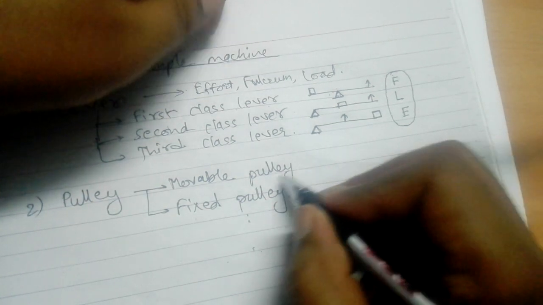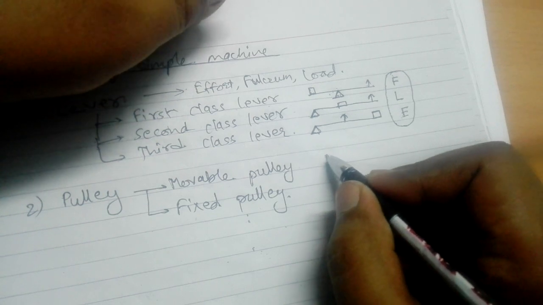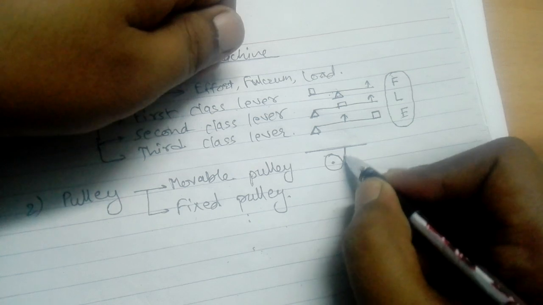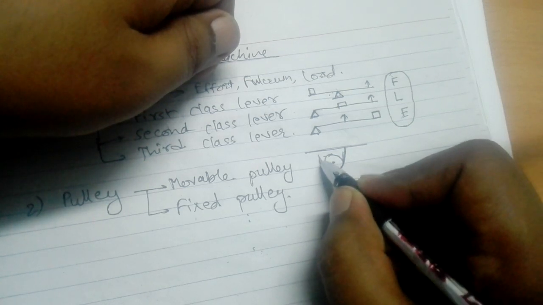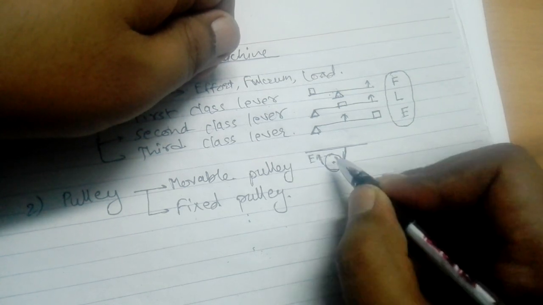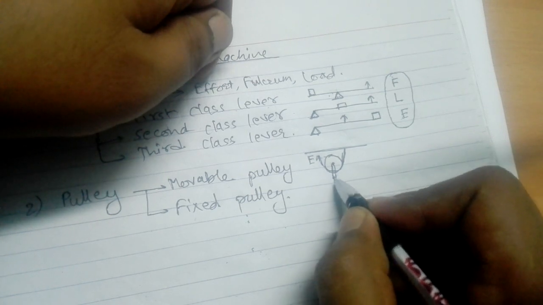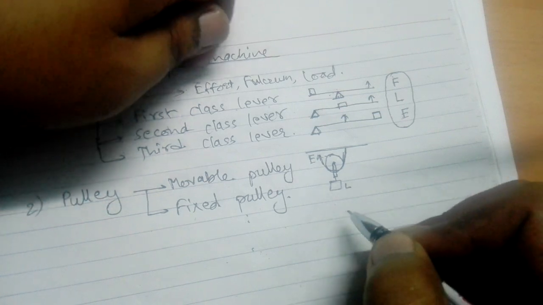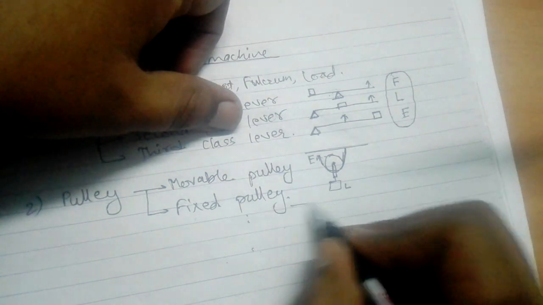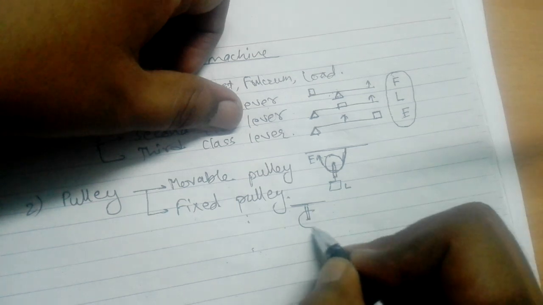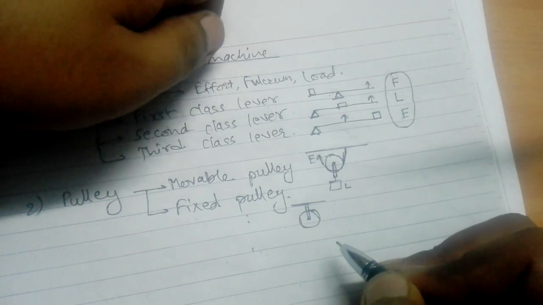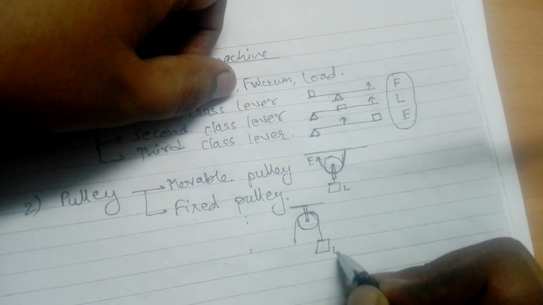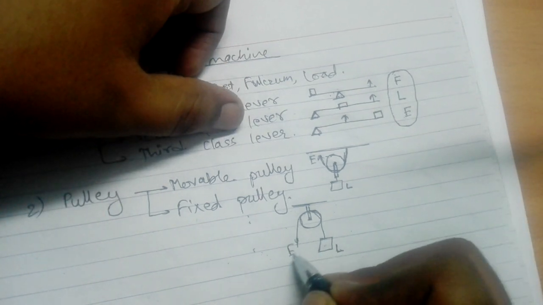Okay, now in case of movable pulley, this is pulley, this is ceiling. One end of rope is fixed in the ceiling, another end of rope is where effort is applied, and load is hung down from the pulley itself. And in case of fixed pulley, the pulley is actually hung down from the ceiling, and the rope is passed through the pulley. At one end of rope, load is kept, and at another end of rope, effort is applied.